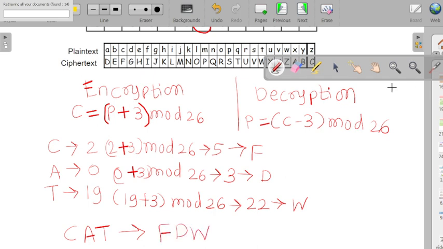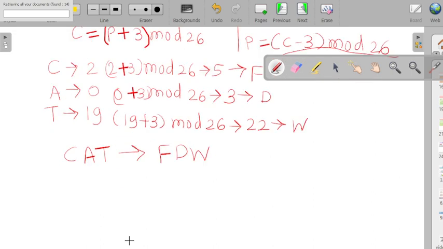For decryption, we are using this formula: (C - 3) mod 26. So how are we using that formula? Once we have our ciphertext message, we again write the index of that ciphertext message. So for F, we can write 5, for D, we can write 3, and for W, we can write 22. And now we have to use this formula that is written above, that is (5 - 3) mod 26.